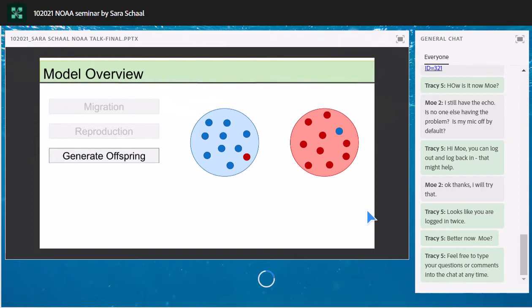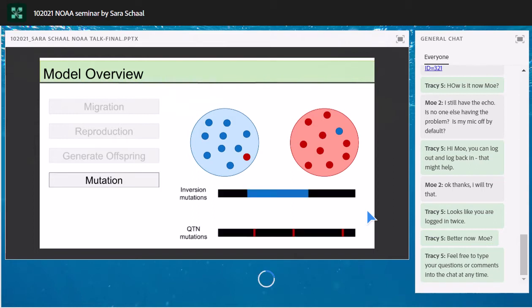Then I generate offspring, and then I add new mutations. So I have two different mutations occurring. One is the inversion mutations, and the other one is the QTN mutations, the ones that are actually affecting the phenotype.